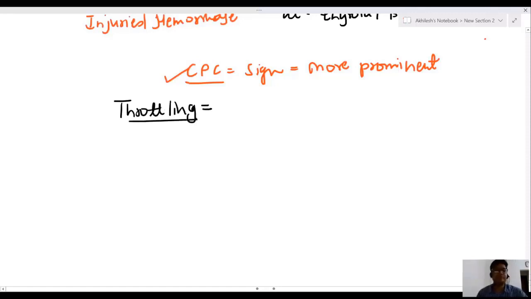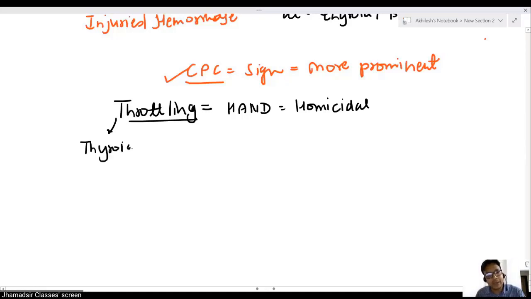throttling. Throttling is compression of the neck by hand. It is always homicidal. There is no chance of accidental throttling. Now, sir, how to remember? Here we have thyroid fracture. And here we also have hyoid bone fracture. That is a very important part.